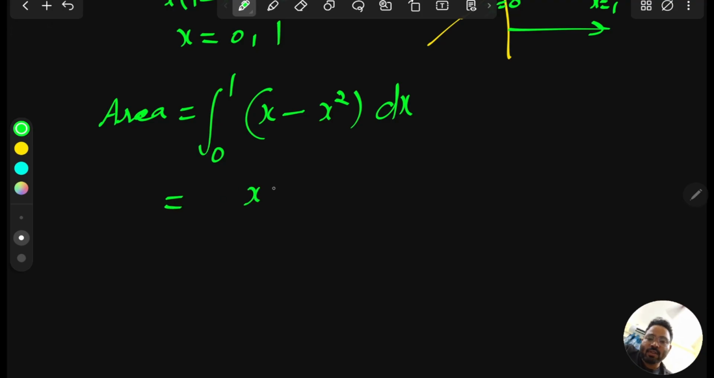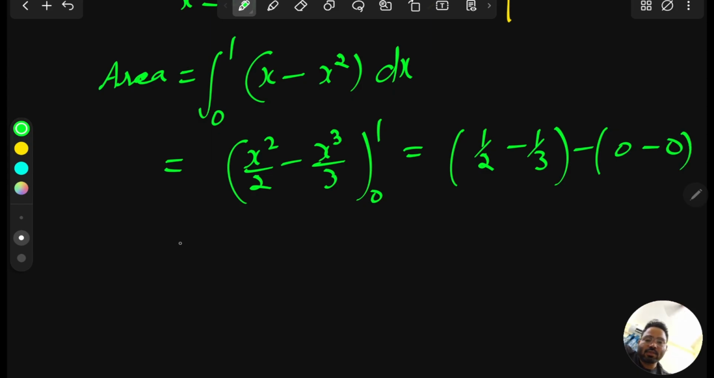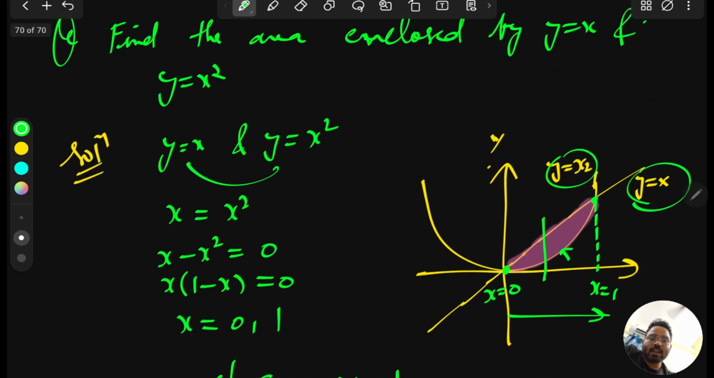Integration of x we already know is x square upon 2, integration of x square is x cube upon 3, and this is a definite integral, so the constant will not come. Now put the values here. The upper limit gives 1 by 2 minus 1 by 3. If you put 0, then here 0, here also 0. Now if you take common denominator, 3 minus 2 upon 6, this will give you 1 by 6. So 1 by 6 is the right answer. This is how easily you can find the area between two curves.